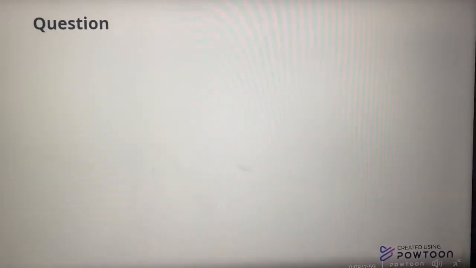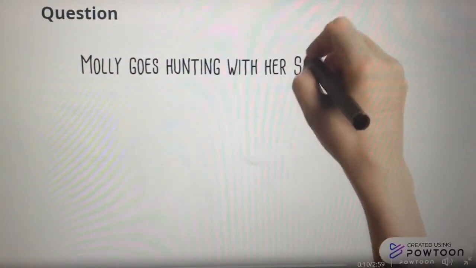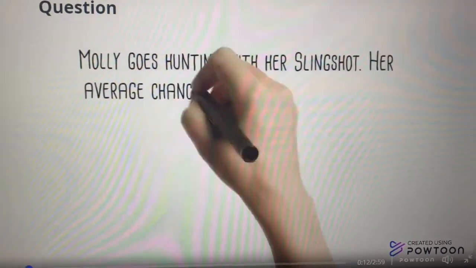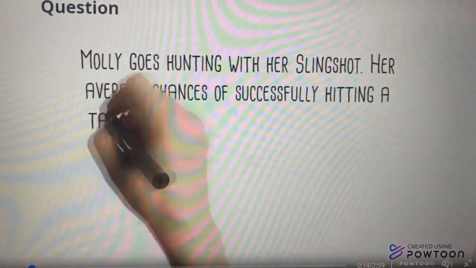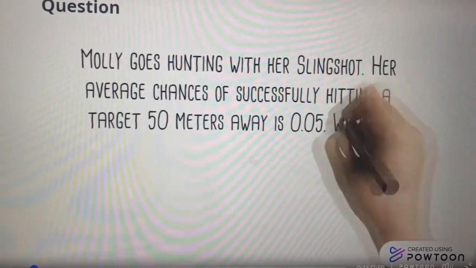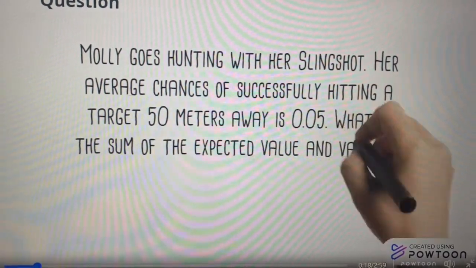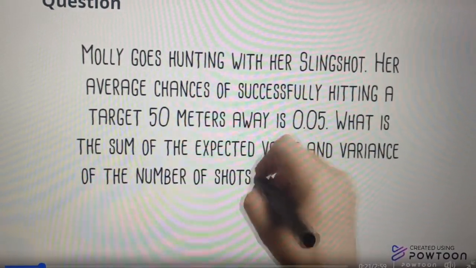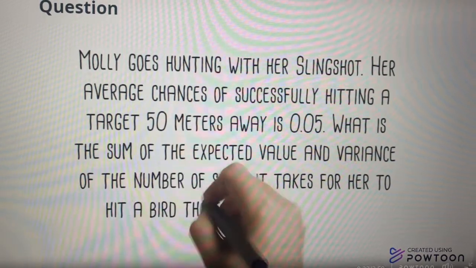Our question today is: Wally goes hunting with her slingshot, but her average chance of successfully hitting a target 50 meters away is 0.05. What is the sum of the expected value and variance of the number of shots it takes for her to hit a bird?